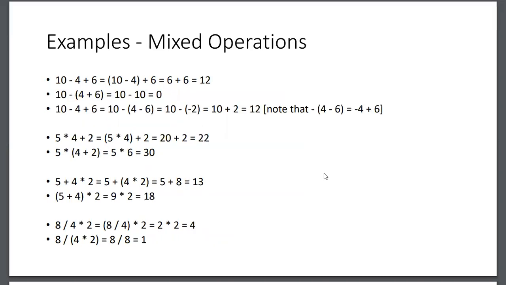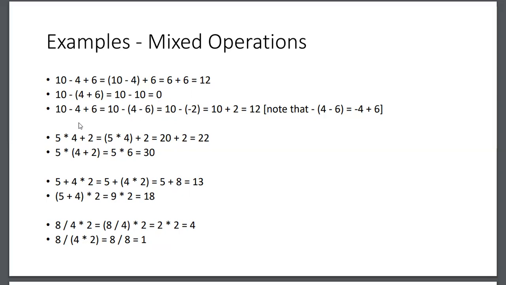Some mixed operations. 10 minus 4 plus 6. Here we're mixing subtraction and addition, but remember they're at the same level. We will proceed left to right. That's 10 minus 4, which is 6, plus 6 is 12. If you want them grouped differently, if you group like this, then you have 10 minus 4 plus 6, which is 10 minus 10 is 0.